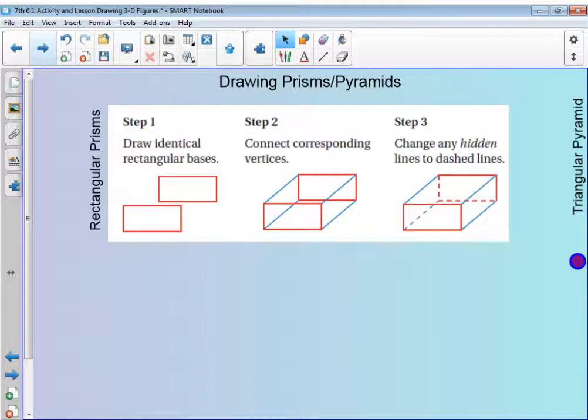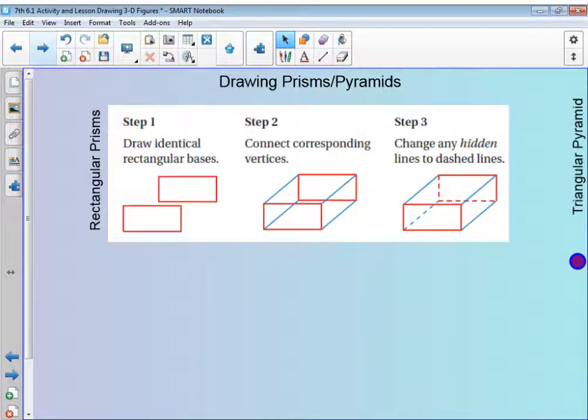Okay, so we're gonna work on drawing some of these prisms and pyramids. We'll also work on drawing cones and cylinders within this. So the first step, when we're working with prisms, is to draw your two bases first. And then from those bases, whether it's a rectangle or a triangle, you're going to connect your corresponding vertices.